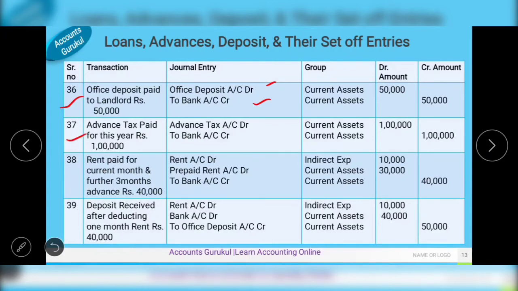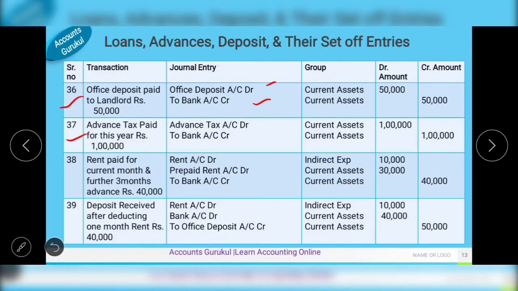Advance tax paid for this year, rupees 1 lakh. We have made the advance tax payment of 1 lakh. Then what entry do we have to pass? Advance tax account debit, a current assets account, to bank account credit, because cash is going out from the bank. The 1 lakh advance tax that we are parking in current assets is going to be adjusted at the time when we are going to file the return.